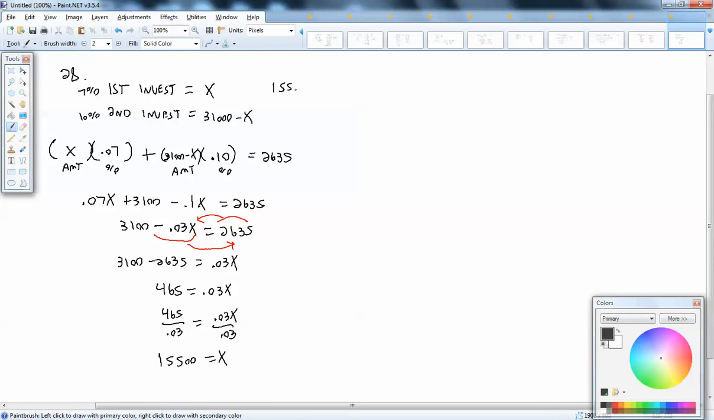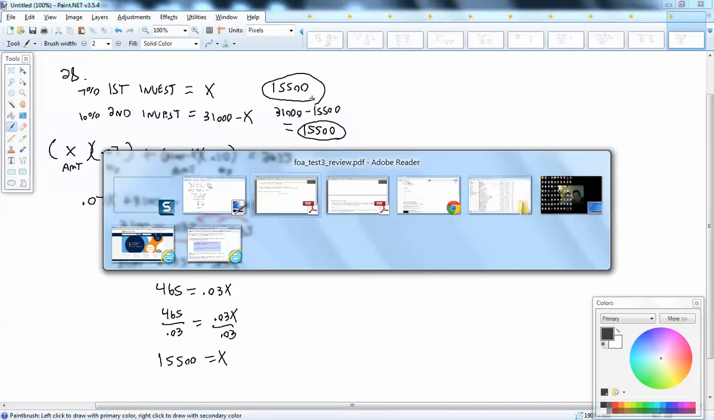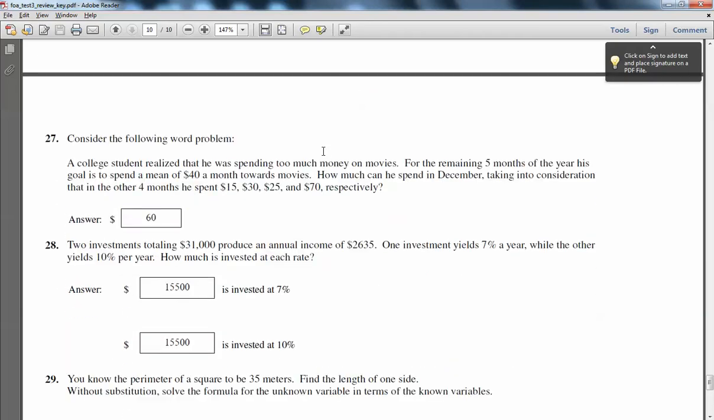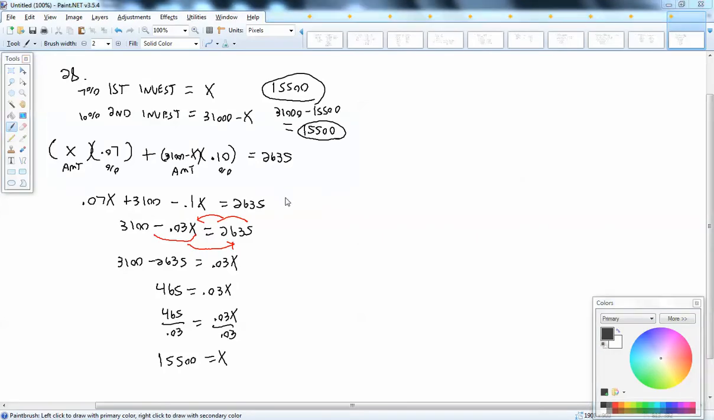So that's 15,500. The second one is 31,000 minus what we just found. That's interesting, it's exactly the same. I'm not sure if that leaves me feeling good. Let's go check if that's right. Yeah, that's right. Okay.